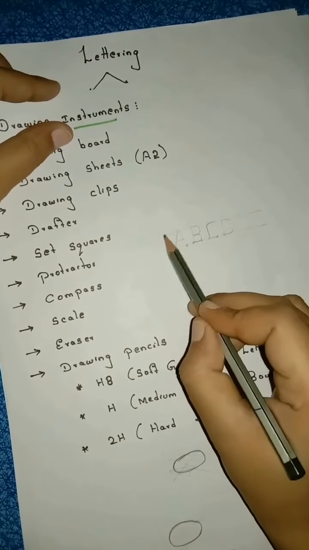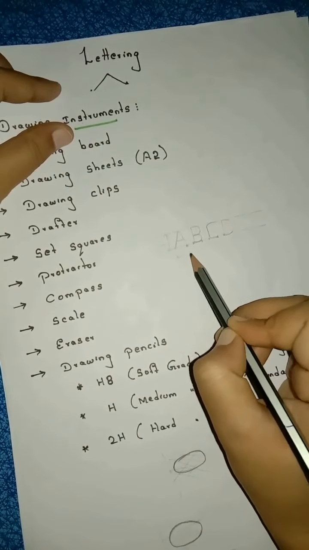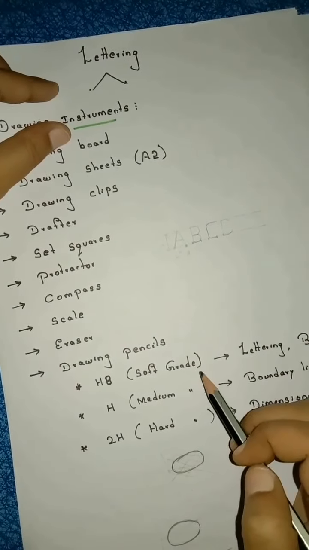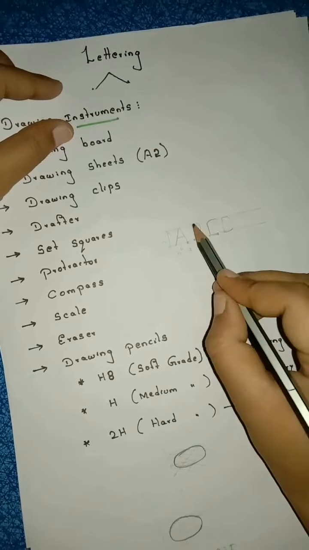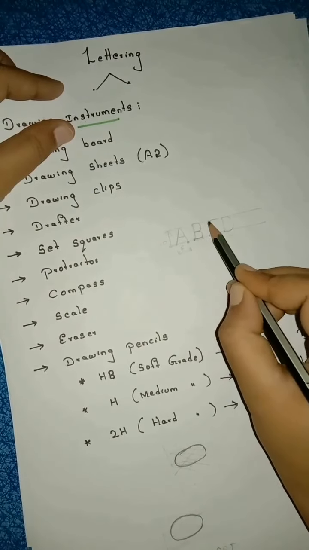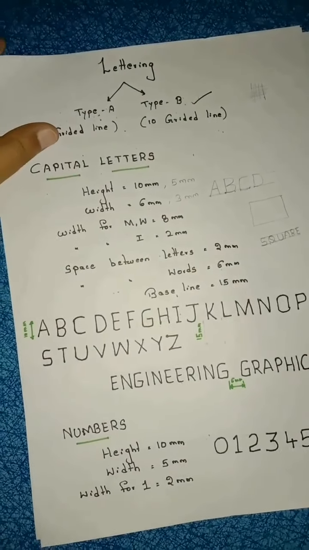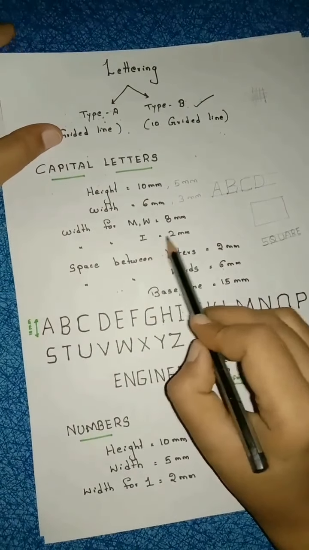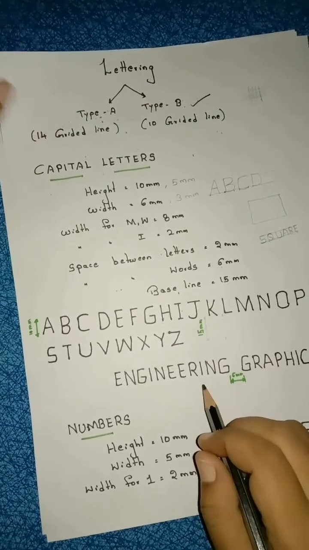Height of the letter is how much? 10 mm. Width of the letter is how much? 6 mm. Height 10, width 6. Check every letter. Height 10, width will be 6. Only for M and W the width is 8. Width for I is 2. Follow this and write it down.